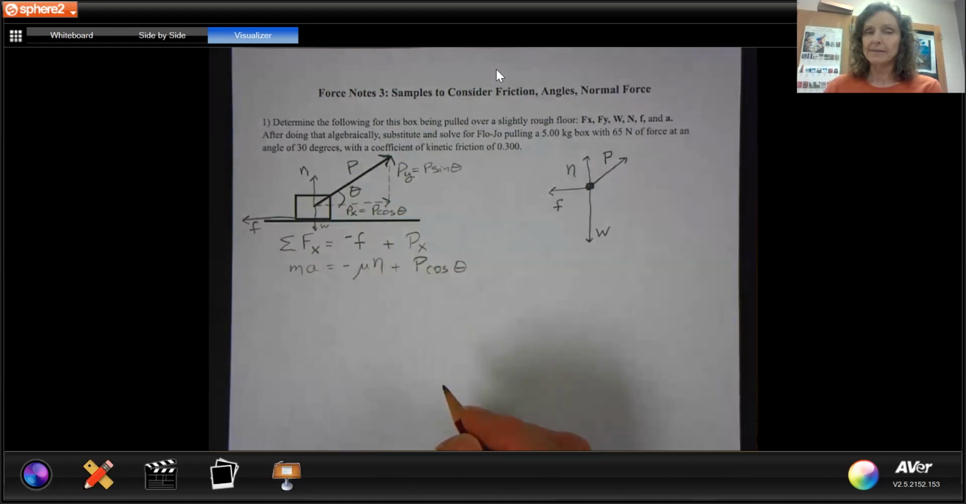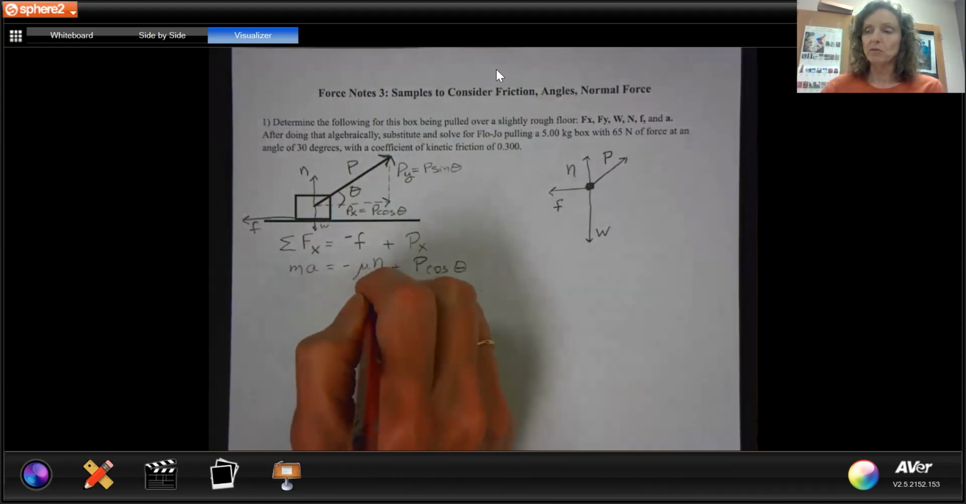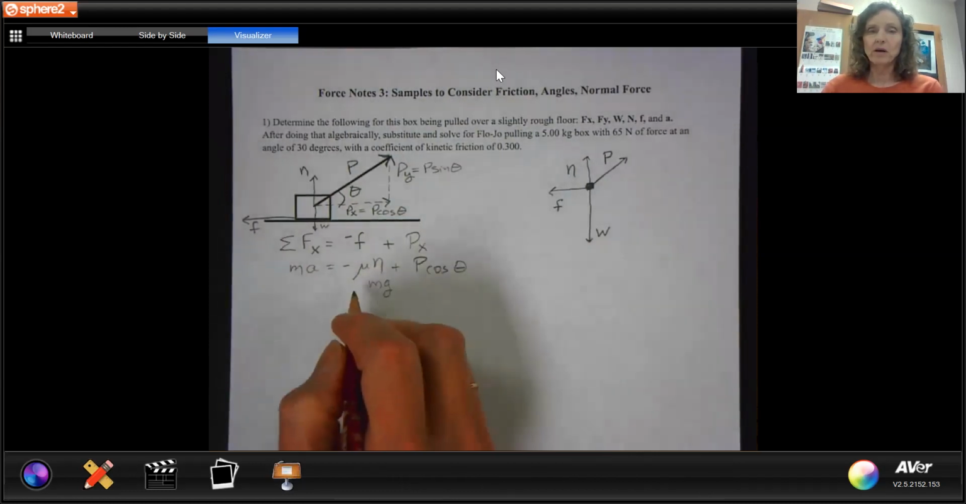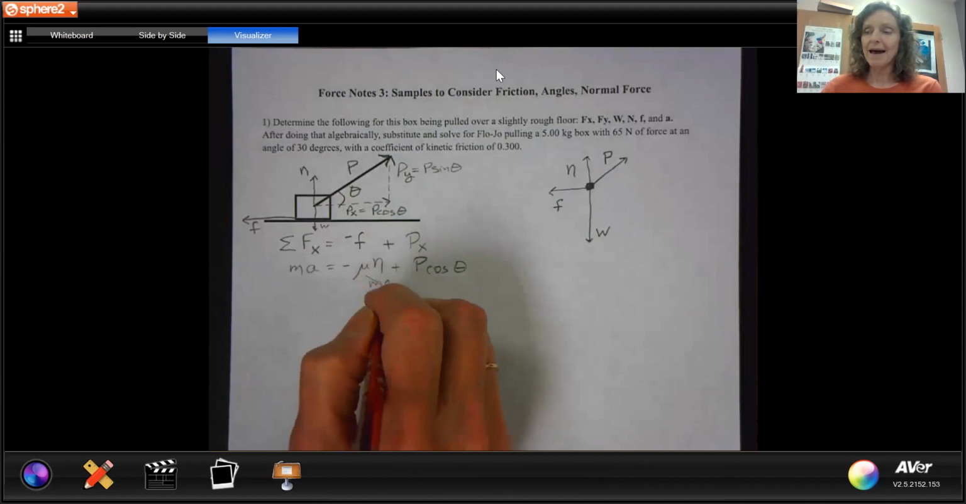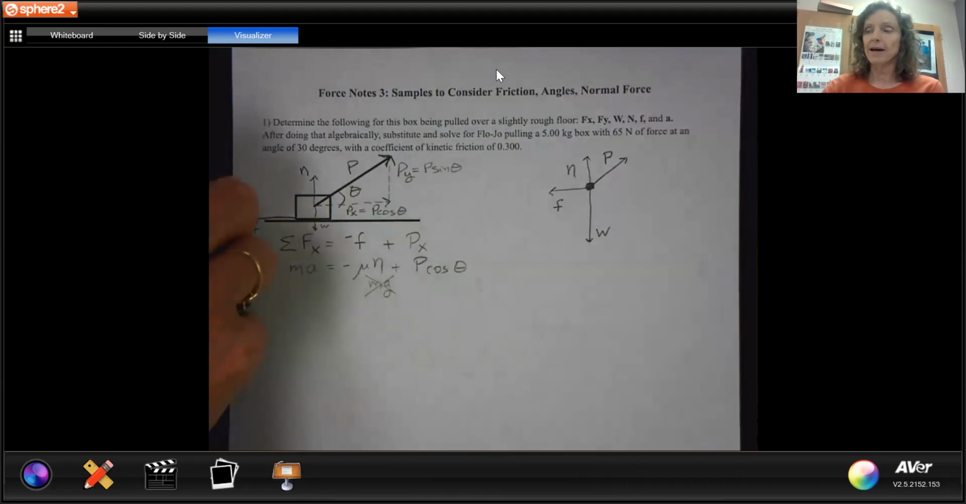Ordinarily, what do we do next? Well, ordinarily, the next thing we do once we continue our algebraic substitutions is we put in an mg right here. So that would become mu mg. But we cannot do that today. This is huge, a really important point to recognize. Let me show you why not.